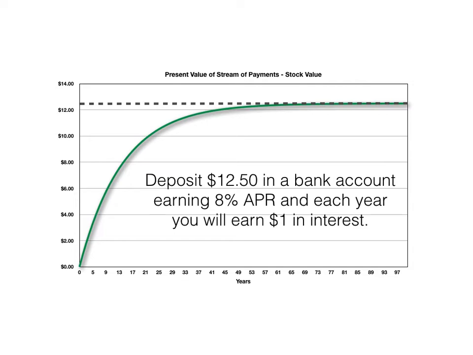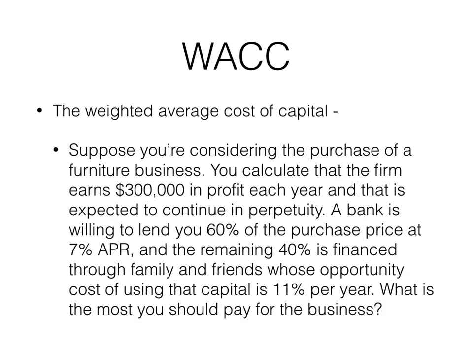We also want to look at the weighted average cost of capital. What the weighted average cost of capital does is it measures or equates our opportunity cost of different sources of borrowing. For example, let's say you're considering the purchase of a furniture business, and you've calculated that the firm earns $300,000 in profit each year, and that's not going to grow at all. That's going to remain $300,000 forever.